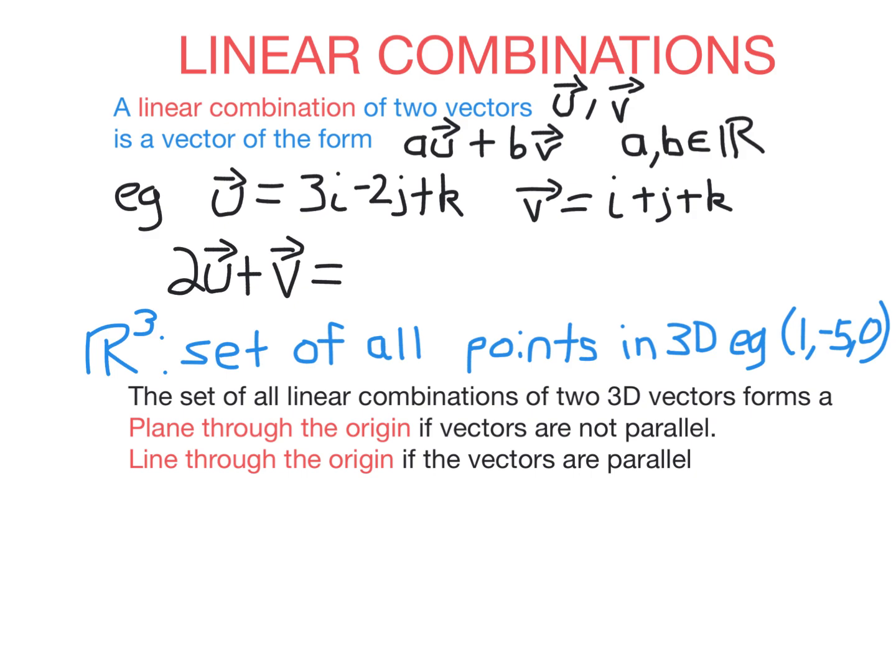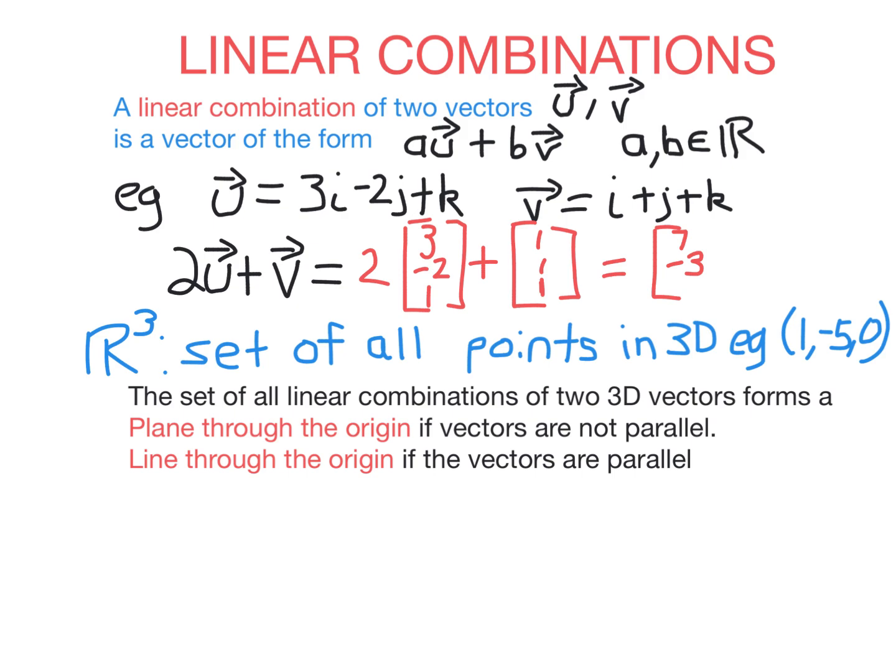And when we're doing linear combinations, it's actually helpful to write the vectors in matrix form. It just makes it so much easier. So I can write u like this, 3, -2, 1. I, then j, then k. So it's 2 times that vector plus v, which I'm going to write as 1, 1, 1. So the resulting vector is just 2 times 3 plus 1, 7. 2 times negative 2 plus 1. 2 times 1 plus 1, which is 3. So this vector is said to be a linear combination of u and v.